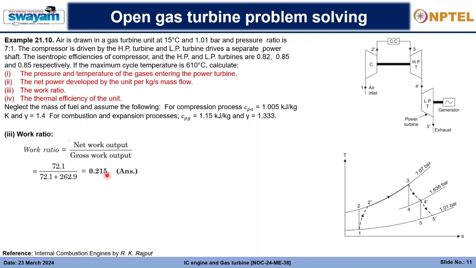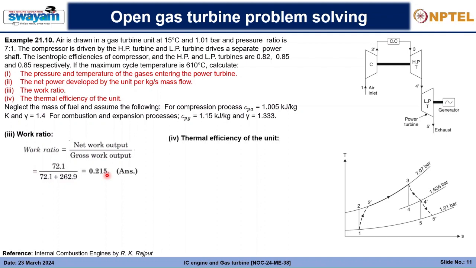The purpose of calculating the work ratio is that it tells you how much percentage of the total work derived in the gas plant is being used to produce electricity or whatever we want to use the power for. So only 21.5% of the entire work derived from the turbines is being utilized to get the power output.